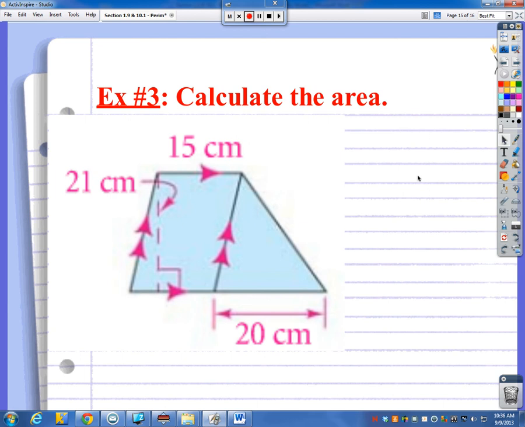All right, two more examples. Calculate the area of this looking shape. Well, this kind of looks like a trapezoid, but we haven't talked about trapezoids. So how can I really find the area of a trapezoid when we haven't talked about it?